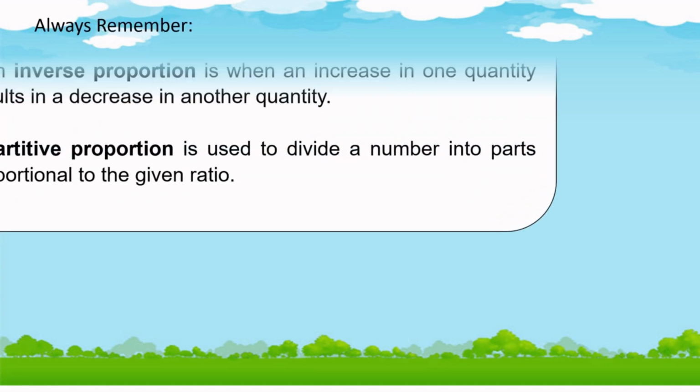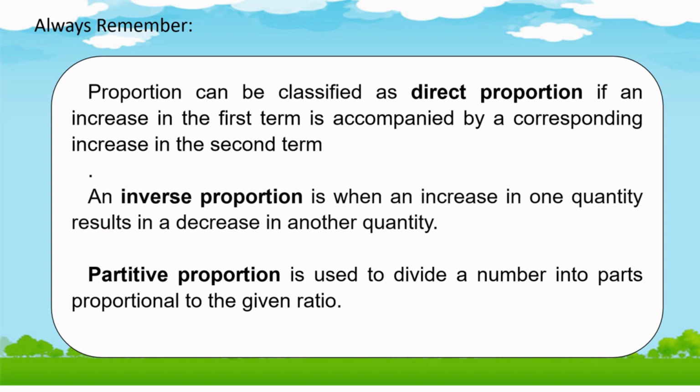Okay, so again and again, always remember that proportion can be classified as direct proportion if an increase in the first term is accompanied by a corresponding increase in the second term. An inverse proportion is when an increase in one quantity results in a decrease in another quantity. And a partitive proportion is used to divide a number into parts proportional to the given ratio.